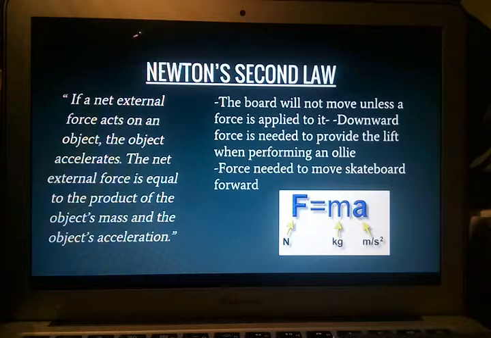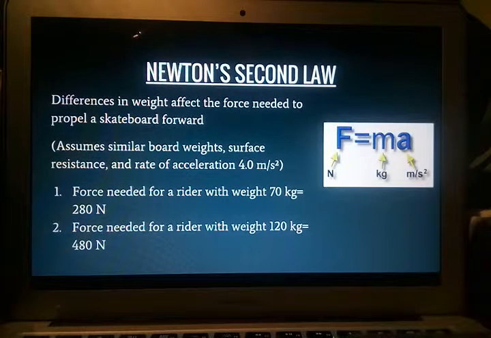First, the next topic, Newton's second law. If a net external force acts on an object, the object accelerates. The net external force is equal to the product of the object's mass and the object's acceleration. So we see that in the equation, the force is dependent on the mass times the acceleration, the mass being in kilograms, acceleration in meters per second squared. And we know, of course, that if we don't exert any force onto a skateboard, it won't move. So we need to have some sort of force present in order to create any kind of movement.